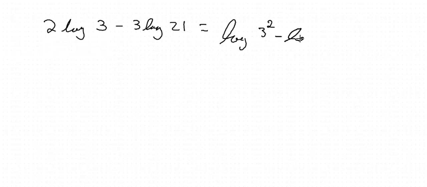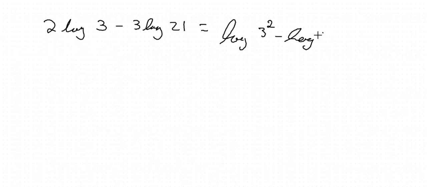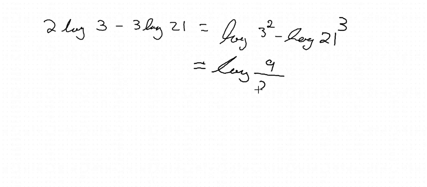Minus log of 3. Sorry, let me go back. Because that would be 2 to the 3. And then we're going to collapse all those into one. So you get 9 over 2 cubed.